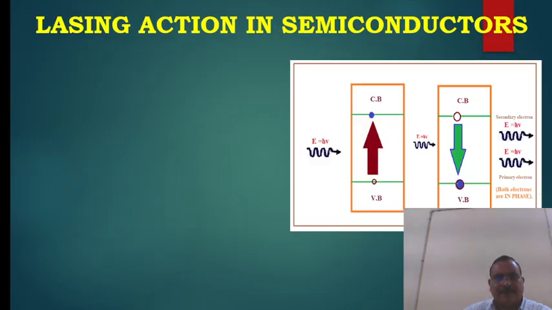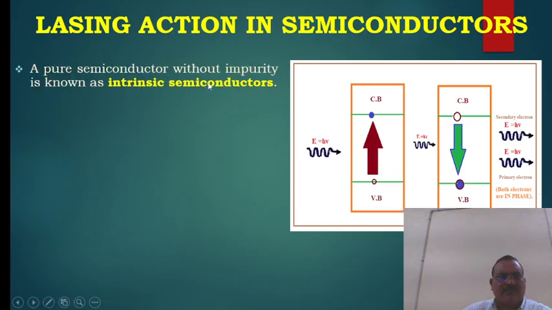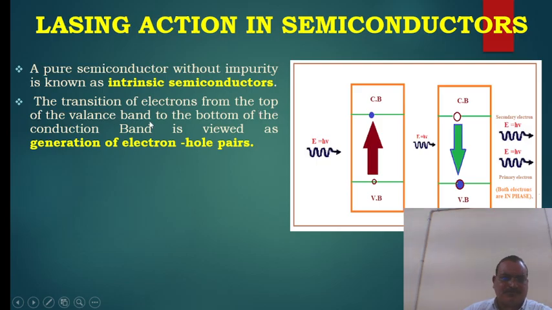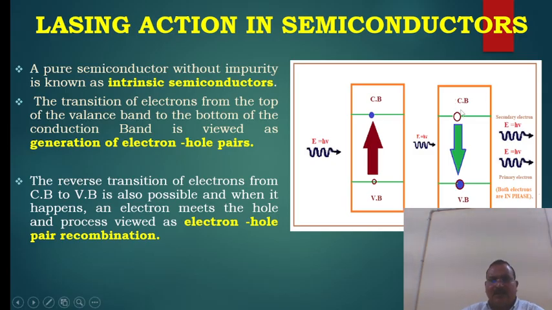basic fundamentals. Okay, so now see, a pure semiconductor, that is an intrinsic semiconductor, okay, and the transition of electrons from the top of the valence band to the conduction band, we can view it as generation of an electron-hole pair, as we know. And the reverse transition, if it goes the opposite way, coming down from the conduction band, then we can call this process electron-hole pair recombination. First the electron-hole pair is formed, and if it reverses, electron-hole pair recombination takes place.